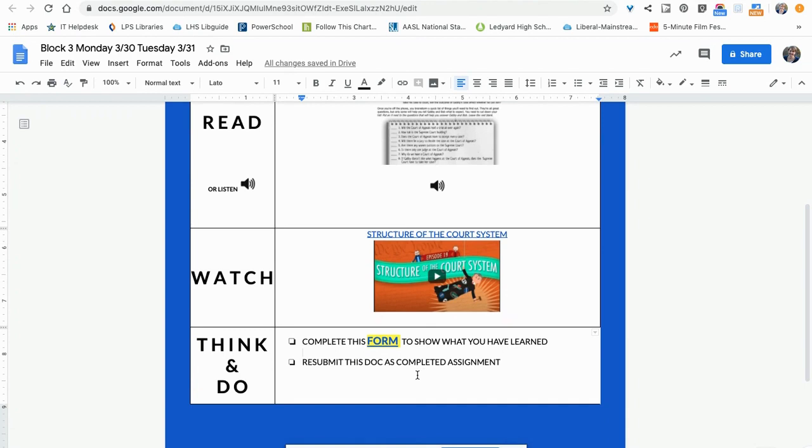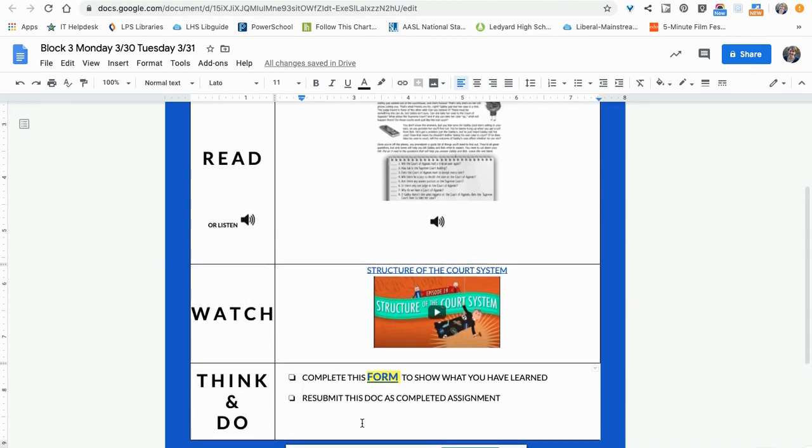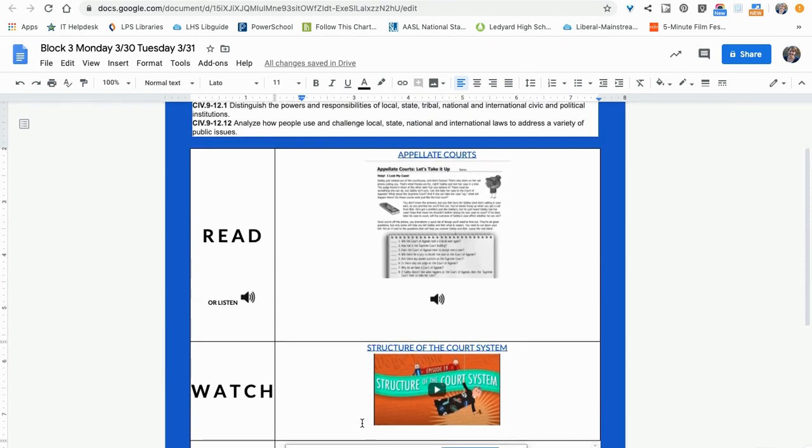The two things you're going to need to do after this is to complete a form. The link is right here to show what you've learned, and to resubmit this document as a completed assignment showing, Ms. Smith, that you have indeed looked at these different items. Eventually we'll have spots on here for you to fill in and give feedback. So we just want you to get in the habit of resubmitting the doc. It also shows a check-in too that you were in class and made an effort.